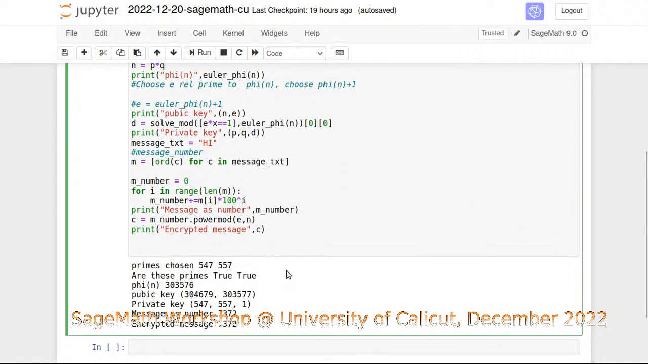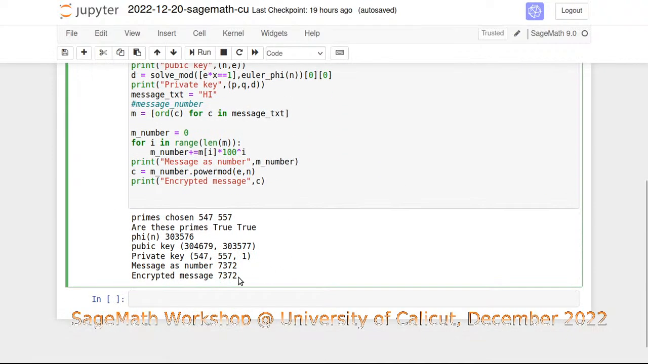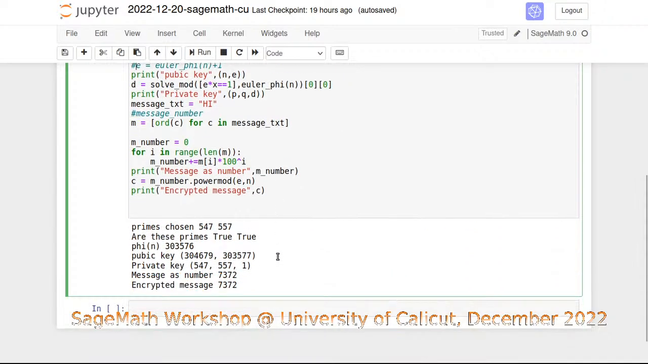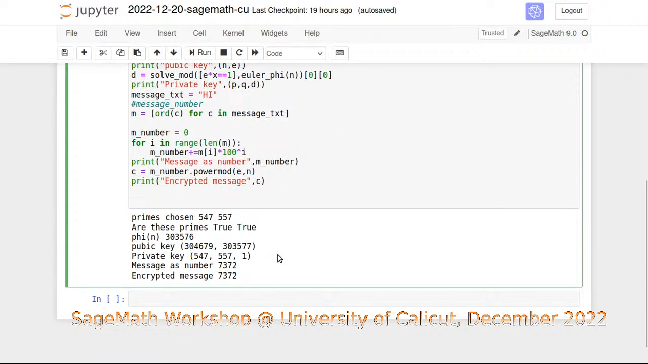No, what I'm wondering is why we are getting exactly the same number, 7372. Because there is no encryption at all happening. M number, power mod, e, n. Exactly the same number we are getting here.